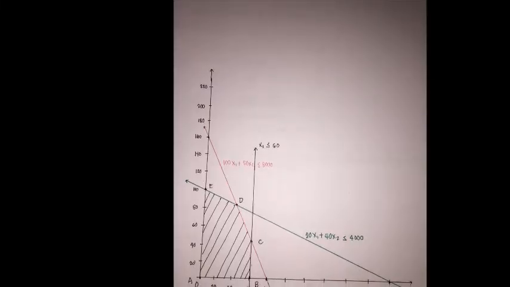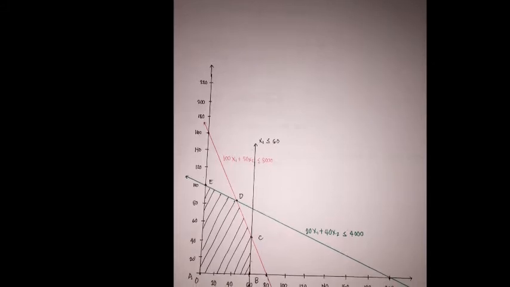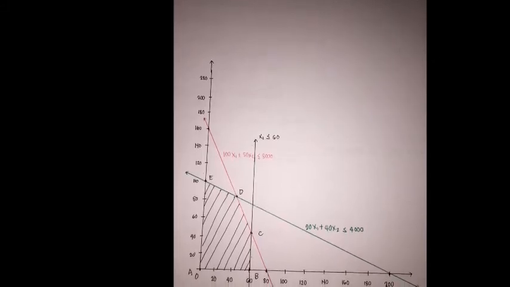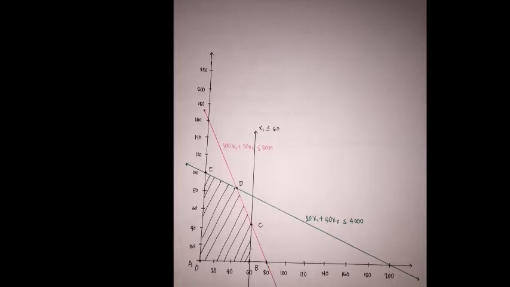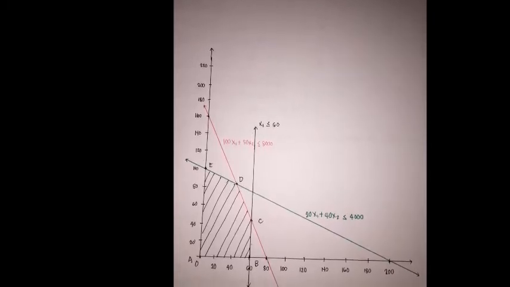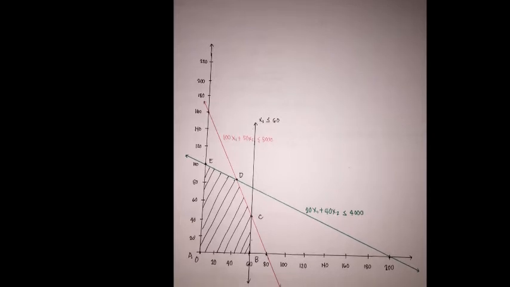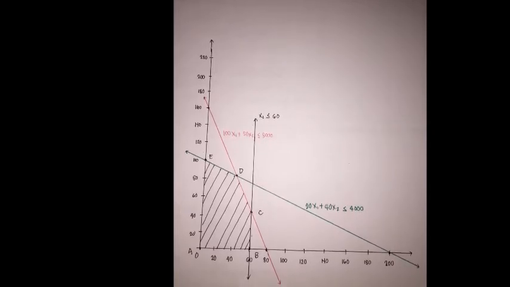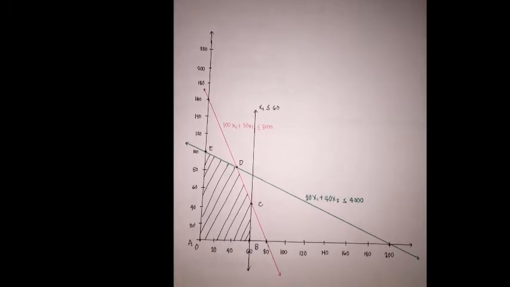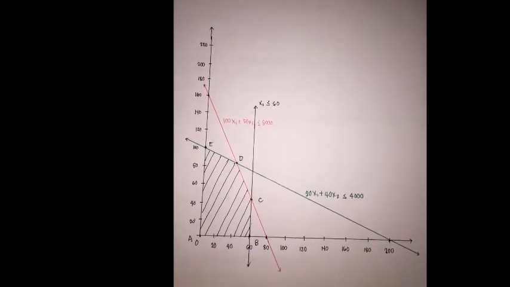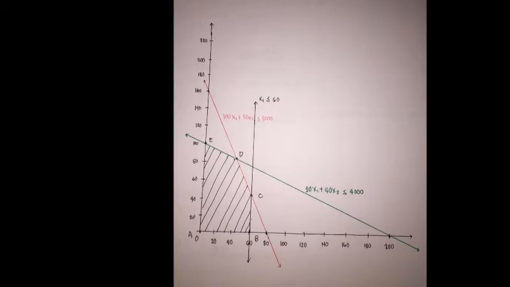So this is now the graph of the three constraints in the problem, and as you can see, the corner points are labeled as A, B, C, D, and E to easily find the values of your objective function. The shaded part of the graph represents the feasible region, which means the set of all possible points of an optimization problem that satisfy the problem's constraints.